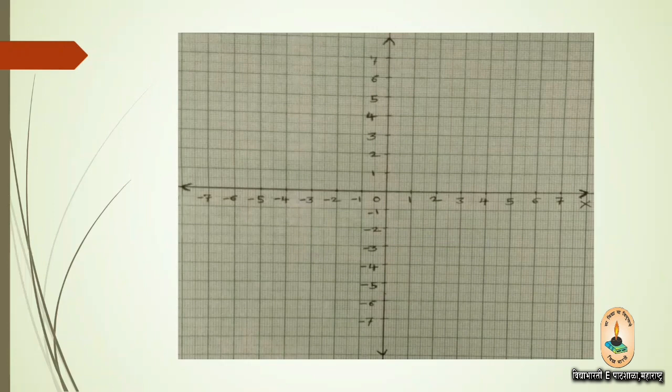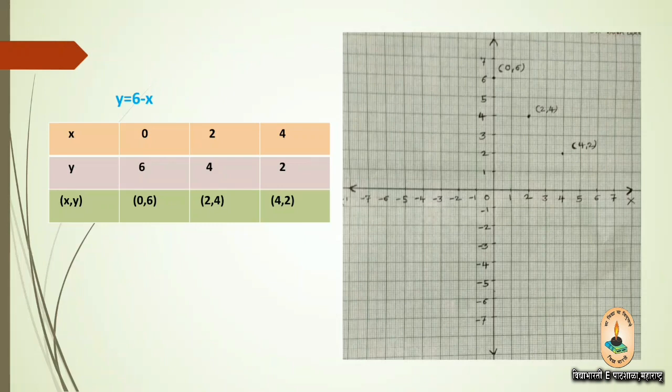Above the origin, there are positive integers on the y-axis 1, 2, 3 and so on. And below the origin, on the y-axis, there are negative integers, that is -1, -2, -3 and so on. Now consider the first equation y equal to 6 minus x. For this equation, first we plot the points.